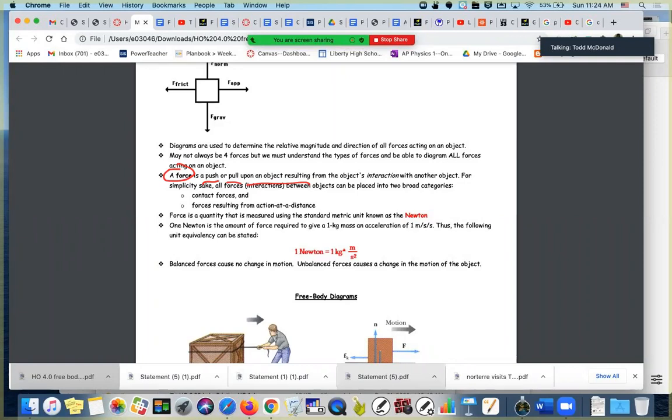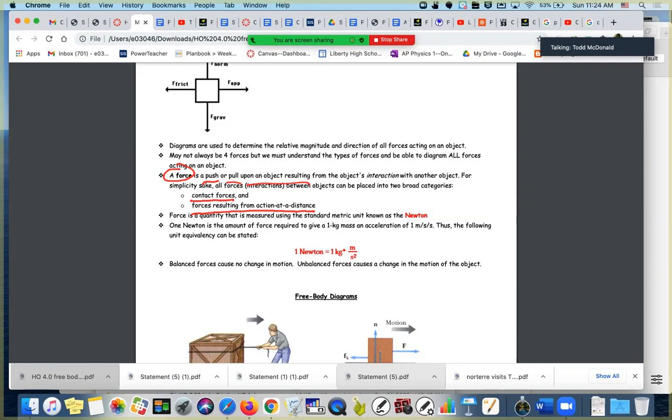There are two different types or categories of forces. We have contact forces, where one object touches another object or is in contact. And then we have non-contact forces, or forces resulting from action at a distance. Gravity is a good example of that. Two objects that are attracted to each other through gravity, like the Earth being attracted to the sun, are at a distance and don't have contact.